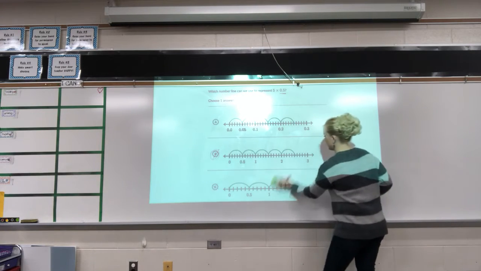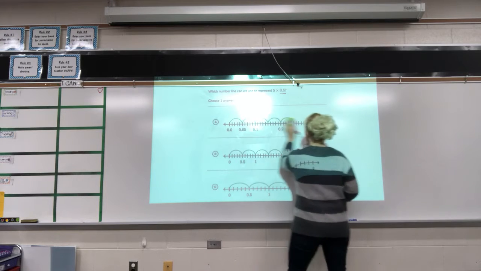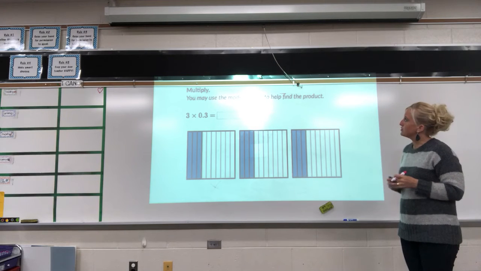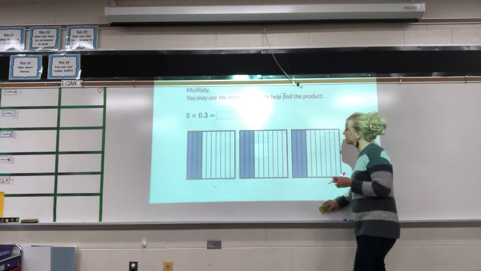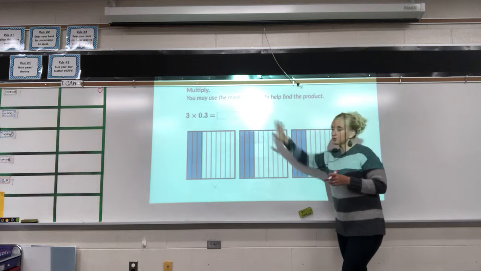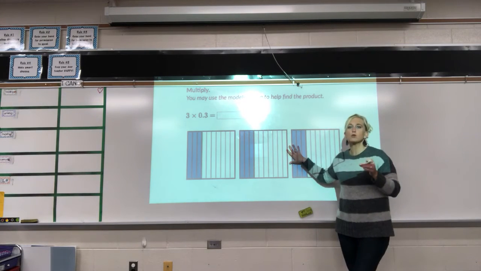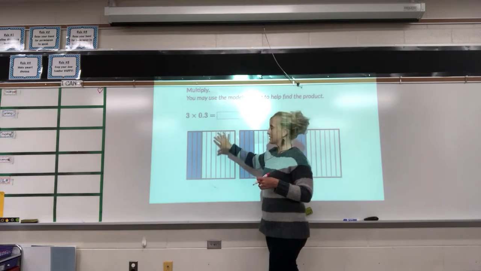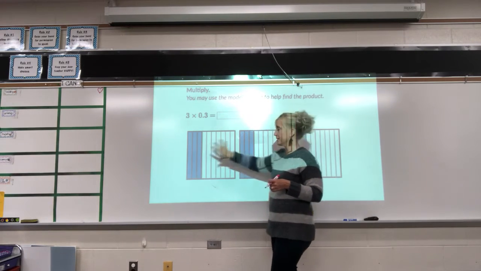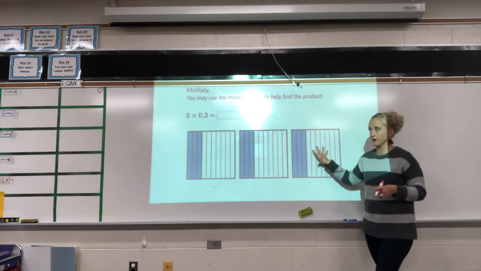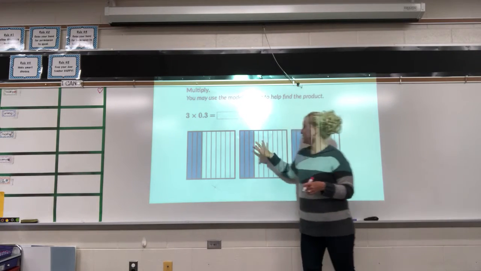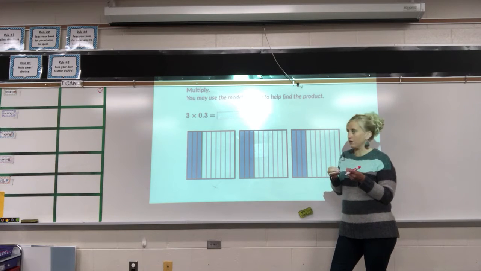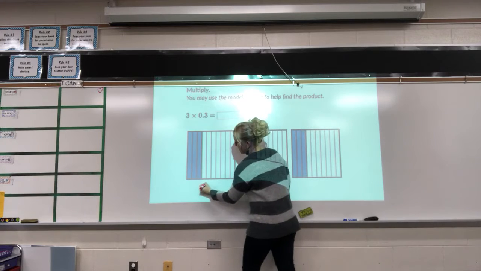And then I think we've got two more visual cues to do, and then we will try some of these on our own. So multiply, you may use the models shown to help find the product. Now notice it says you may. If you can do this multiplication without using these models, you don't have to use the models. What the models show is that each one of these is one whole. So this is like a whole candy bar, a whole candy bar, a whole candy bar. Okay, so we have three whole candy bars, but we don't have the full part of all the candy bars. We only have decimal three.